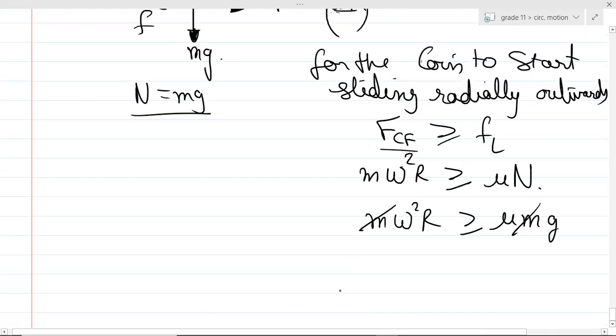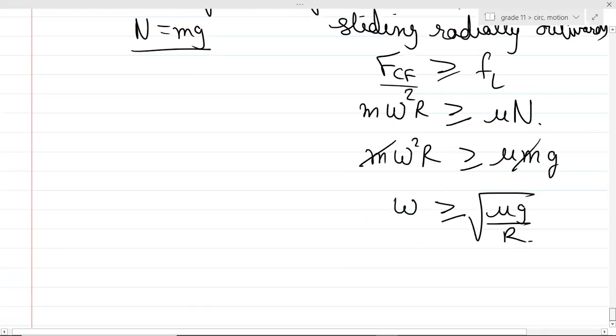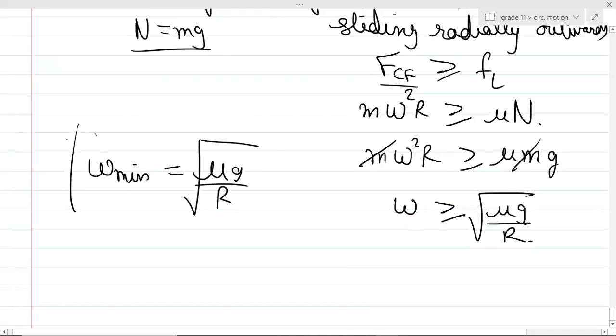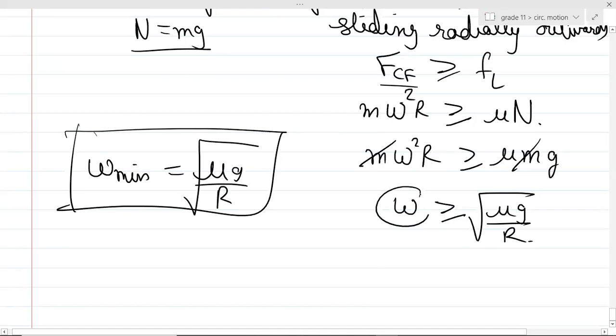M and N will get cancelled, and omega would be greater than under root of mu g by r. That implies, can you see over here, omega should be greater than this. So the minimum omega is basically this. Yes or no? And I think this is what they asked in the question, right?